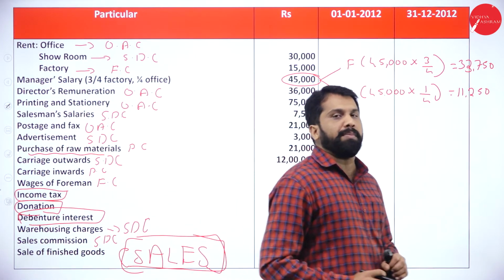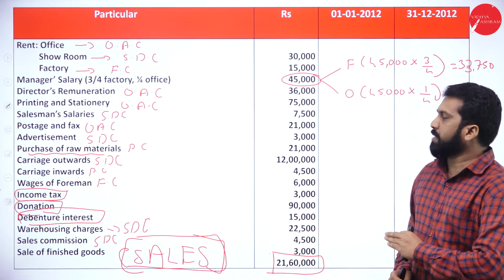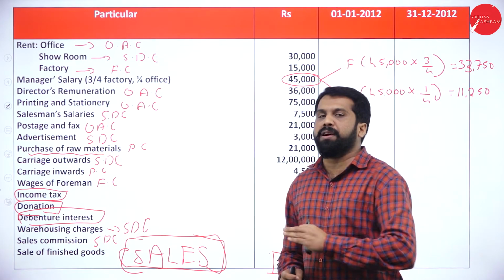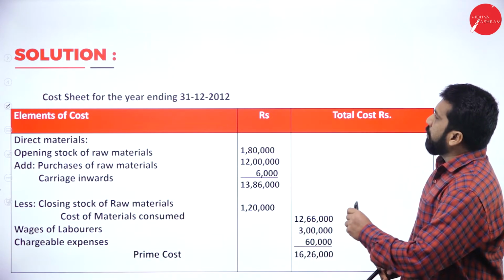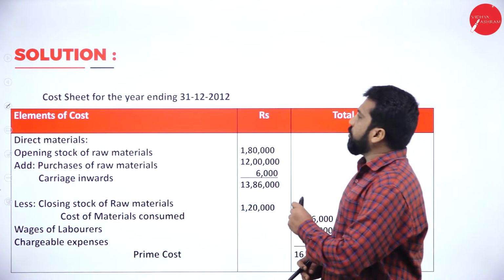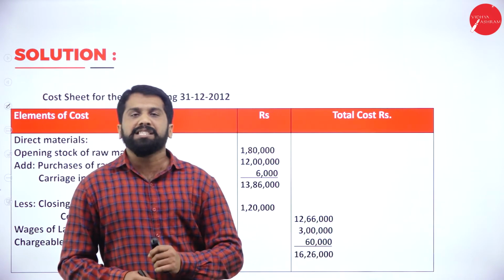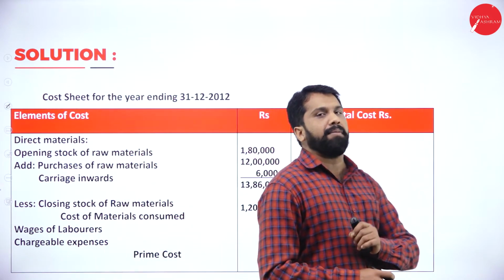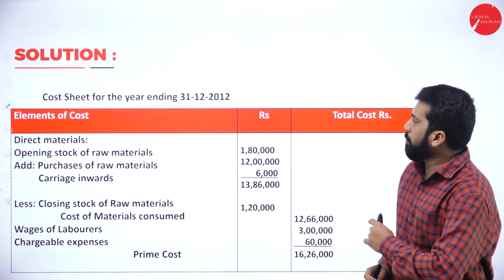We'll solve one by one. Almost 90% we discussed everything. Same thing we will implement in your solution format. Now, the heading must be like this: cost sheet for the year ending 31st 12 2012. As per the question, what year they have mentioned, what date they have mentioned, that we have to mention.